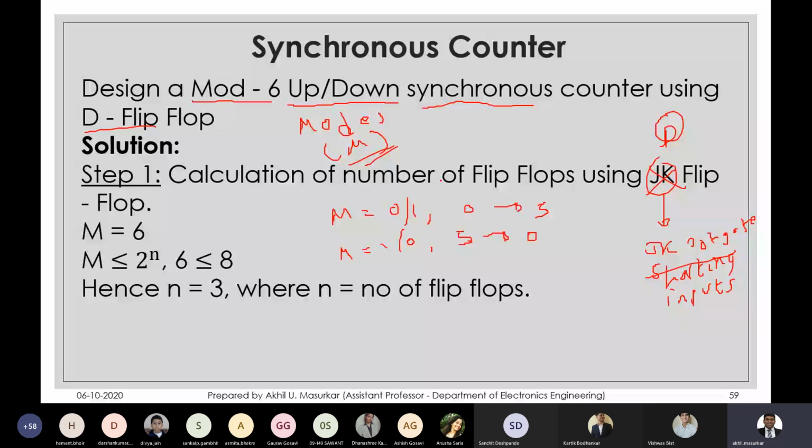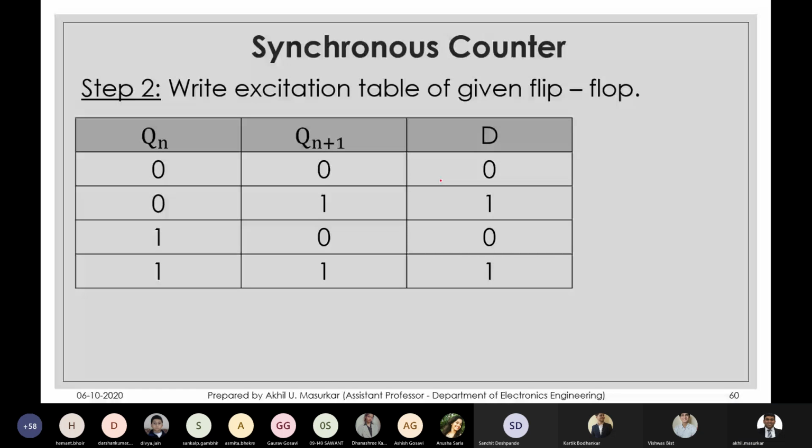Step number 2 will also be exactly the same, that is the excitation table of the D flip-flop. You can see that the excitation table has appeared and it's exactly the same. There is no novelty in step number 2, but just as a design procedure I am putting it down.